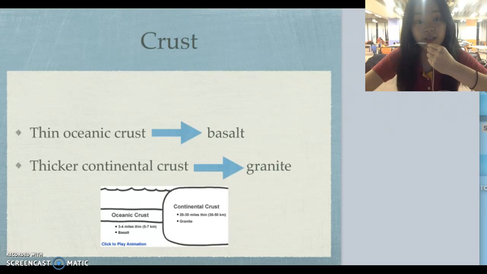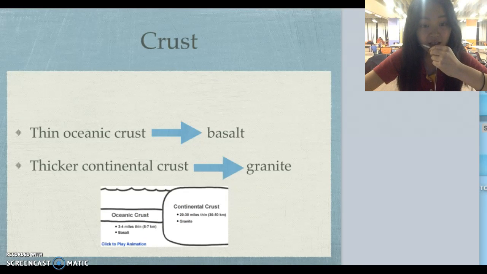So the next one is crust. Crust is the surface where we stand. Crust is right above the mantle because the mantle has much higher density than the crust. From the picture, we can see that we have two kinds of crust: the first one is oceanic crust and the second one is continental crust. Continental crust is thicker, and the oceanic crust is thinner.